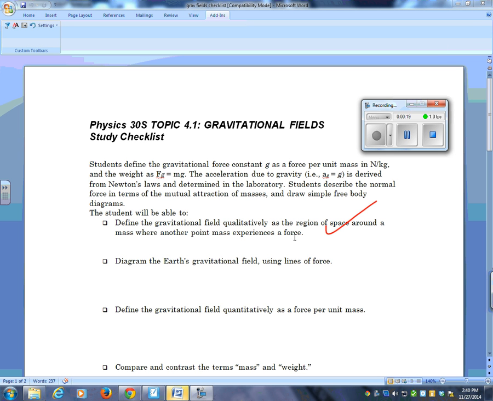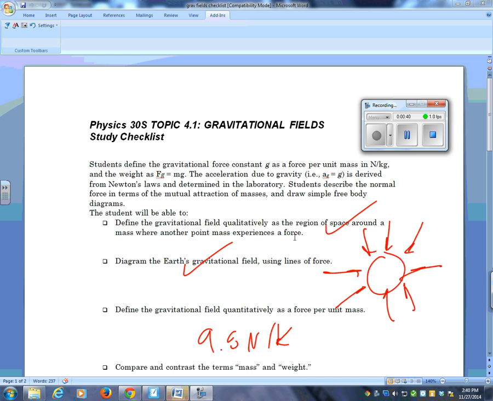Diagram the Earth's gravitational field using lines of force. Remember this? Yeah. We talked about that. Done. Define the gravitational field quantitatively as a force per unit mass. I know I did that because I brought out the 1 kilogram thing and I said it's 9.8 newtons per kilogram.